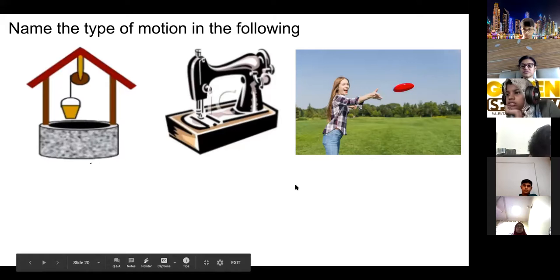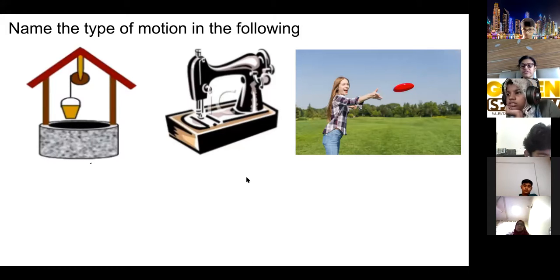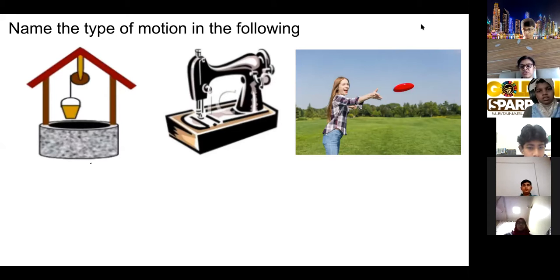Ma'am, rectilinear for the needle. Rectilinear, where is it taking place? In the needle, yes. And one more, you can say vibration is also there. Periodic, ma'am. Yes, periodic is also there. And this thing is rotating, right? This thing rotates in the machine. Rotatory. So it is rotatory motion.